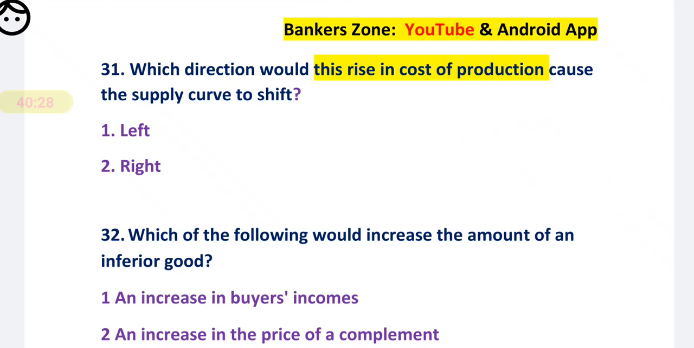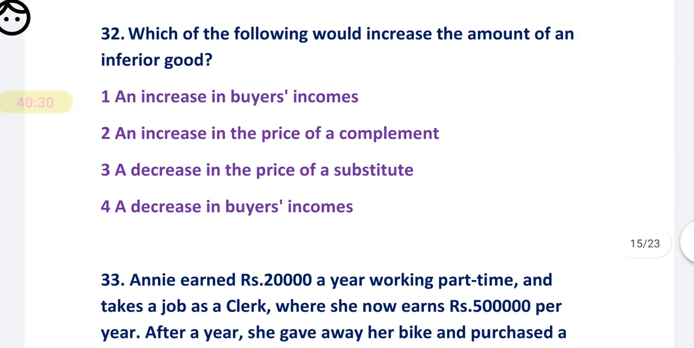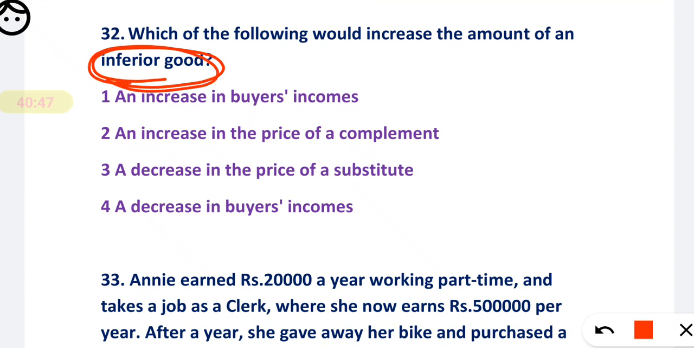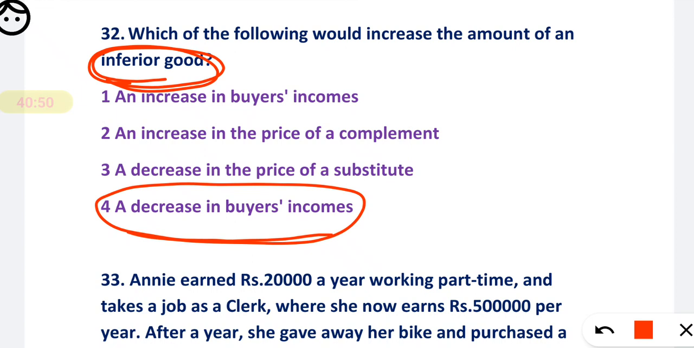Okay, now this is very basic. Question number 32 we are going to discuss: which of the following would increase the amount of inferior goods. I have already discussed one similar question. You purchase inferior goods more whenever your income decreases. Previously we have discussed this type of question, so we will directly move to the solution. See, which of the following would increase the amount of inferior goods, or instead of amount here we will take demand.